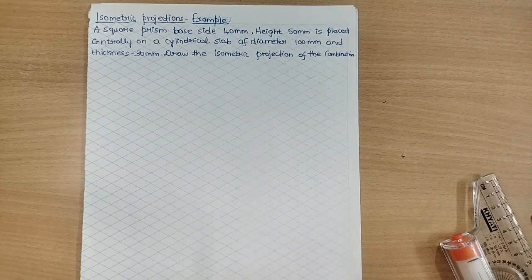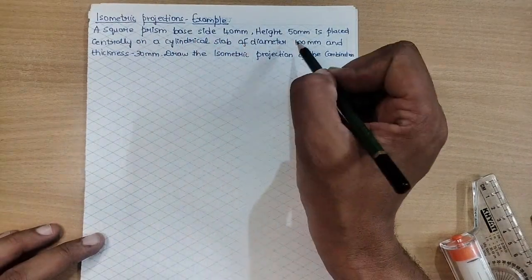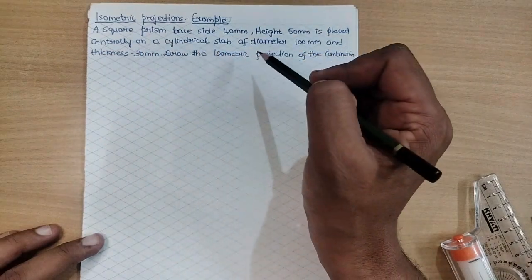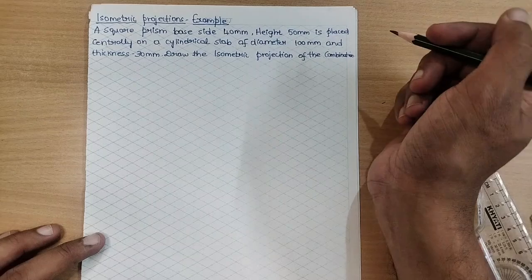In this session, let us see the next example on isometric projections. The question is like this. A square prism, base side 40 mm, height 50 mm is placed centrally on a cylindrical slab of diameter 100 mm and thickness 30 mm. Draw the isometric projection of the combination.